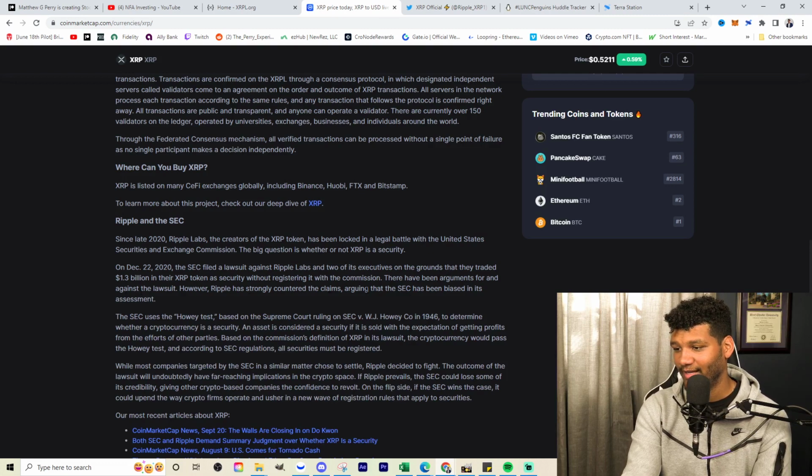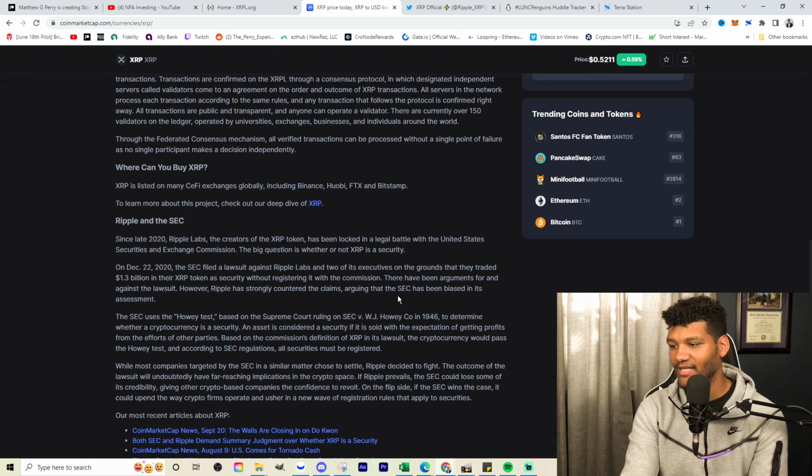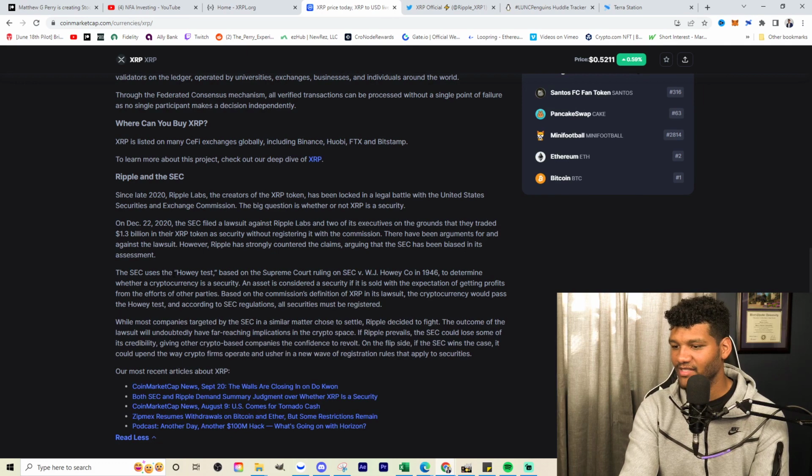However, Ripple has strongly countered the claims, arguing that the SEC has been biased in its assessment, which they definitely are. The SEC uses the Howey test, based on the Supreme Court ruling SEC v. W.J. Howey Company in 1946, to determine whether a cryptocurrency is a security. An asset is considered a security if it is sold with the expectation of getting profit from the efforts of other parties. Based on the commission's definition, XRP would pass the Howey test, and according to SEC regulations, all securities must be registered.